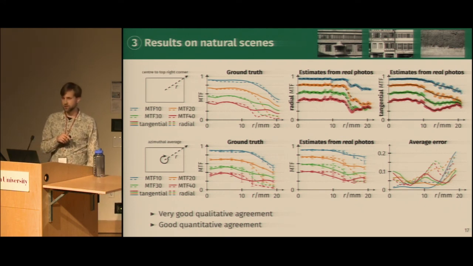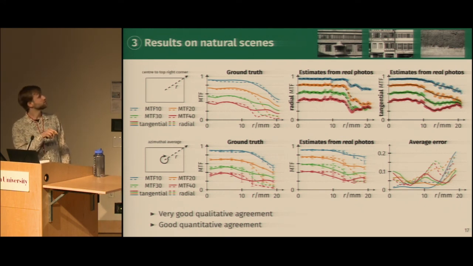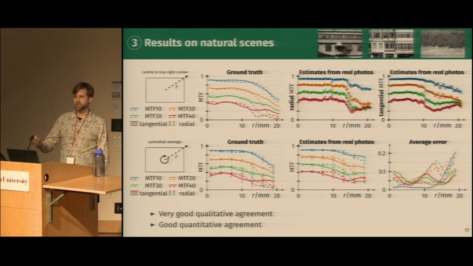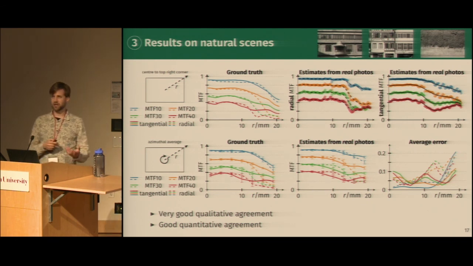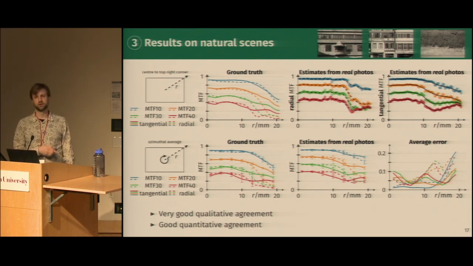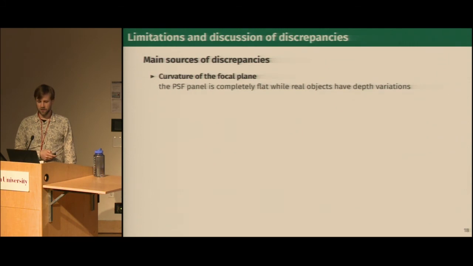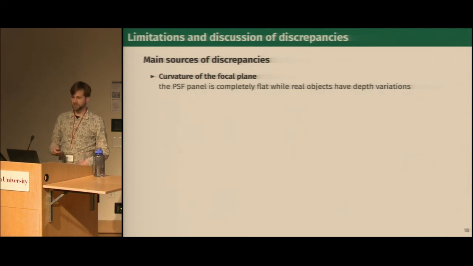The agreement is quite good, but there are some differences in terms of quantitative agreement, especially here on the sides. You also see it in the error plots: the error does get larger towards the corners, and our plots don't decay that much towards the corners. And the question is, where do these discrepancies come from?